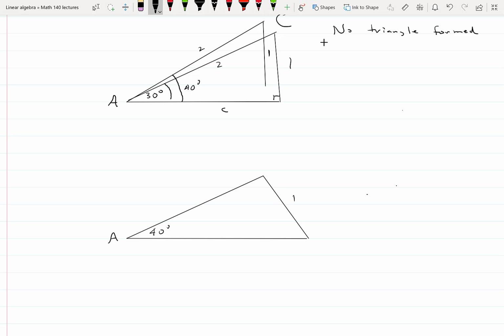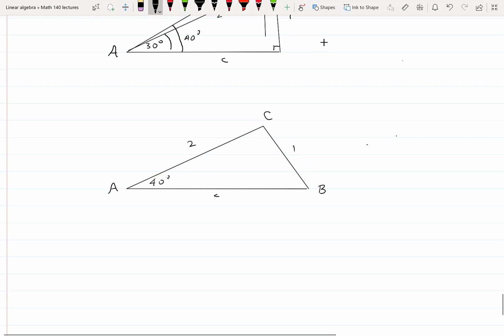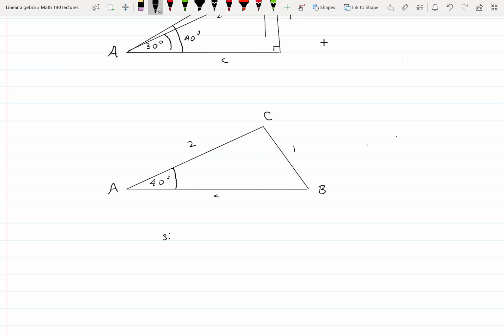So if A is 40, we're given small a is 1. Leave the horizontal side blank. We're also given 2 for small b, so capital B has to be lower right. And there's capital C and small c. We don't make the assumption that there's no triangle formed. In fact, we do the opposite, assume there is a triangle formed. Then use the law of sines to try to find the angle B.